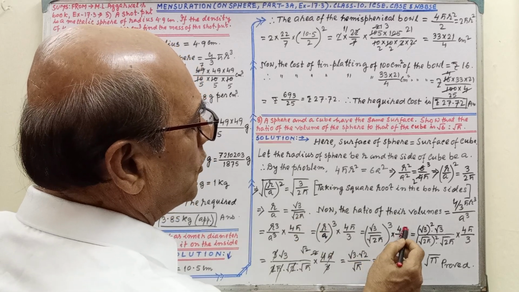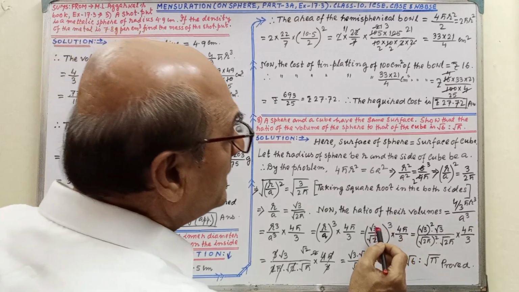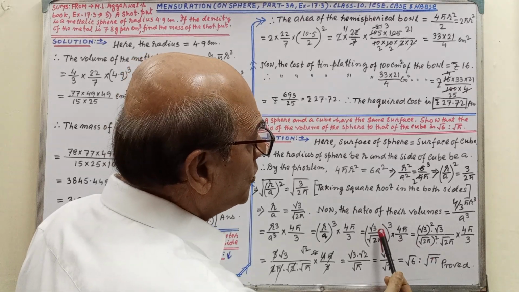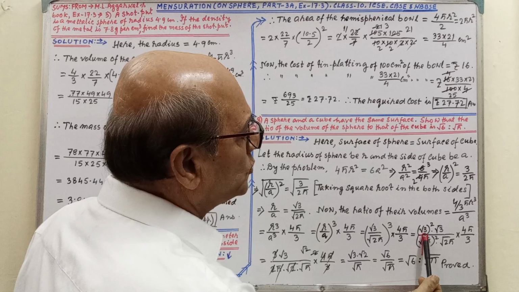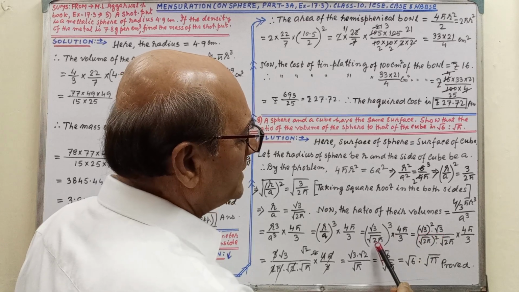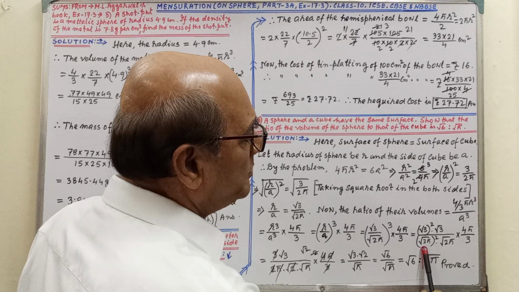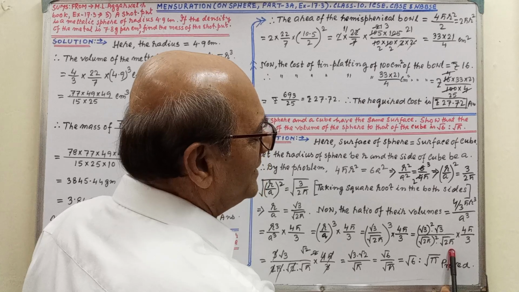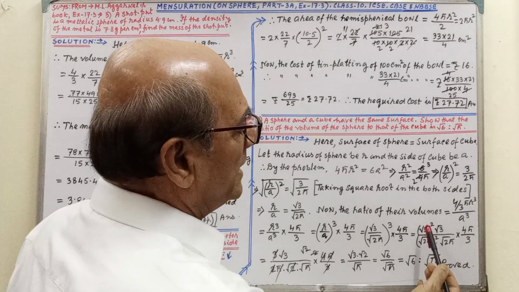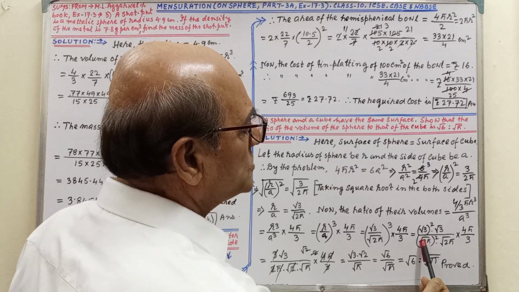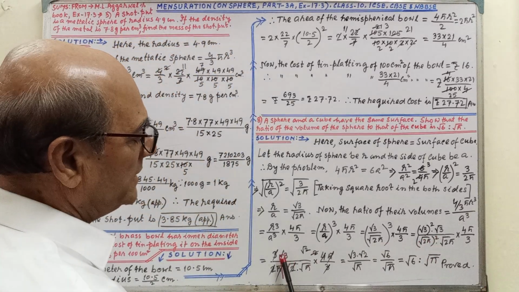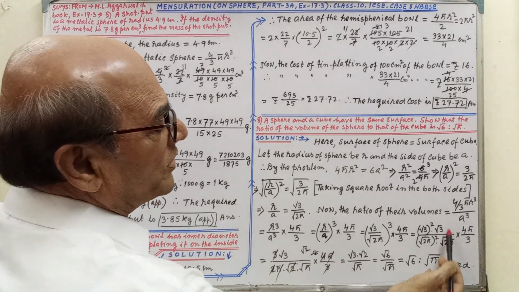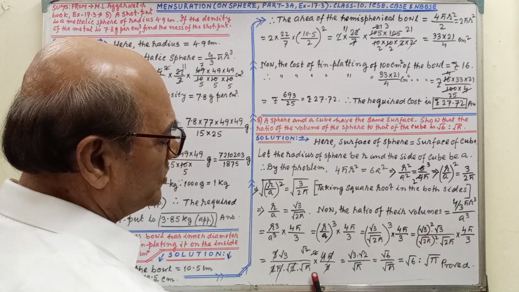Then multiply 4 pi by 3. This calculation I have done in my way: root 3 cube, that we may write root 3 square into root 3, and this root 2 pi cube, that we may write root 2 pi whole square into root 2 pi, into 4 pi by 3. This root and square will be eliminated, this root and square will be eliminated, then it will be 3 root 3, and this is 2 pi 2 root 3. For the sake of easier calculation, I have followed this method.